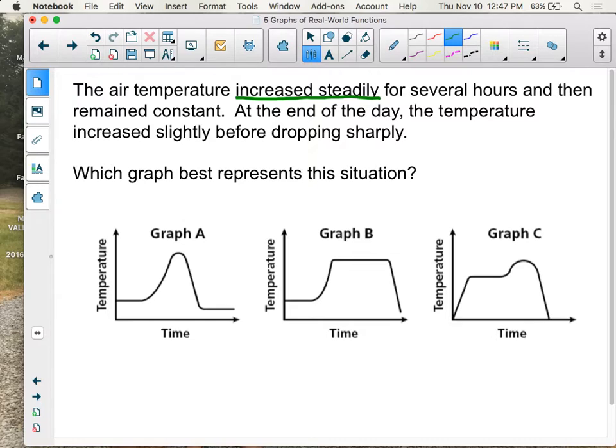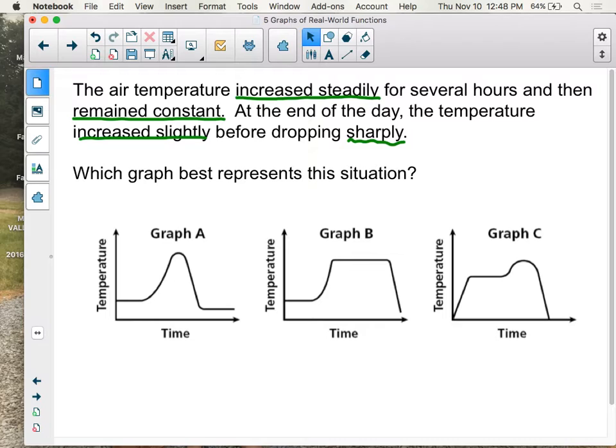Okay, so it's increasing, and then the air temperature remained constant. So we kind of level off our temperature. And then at the end of the day, the temperature increased slightly. So we get an increase in temperature, and then it drops sharply. That word sharply might imply that it's going down maybe quick or fast. So you tell me, what graph do you think models that data, models that description?